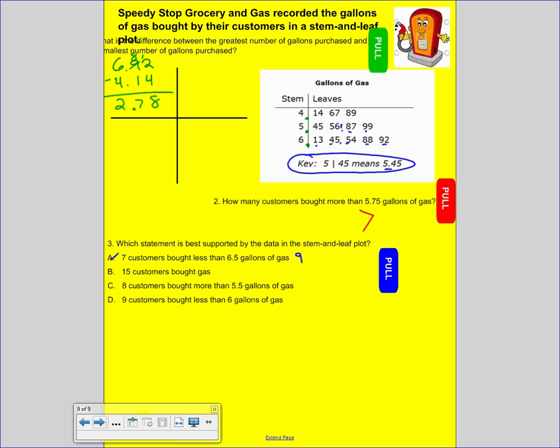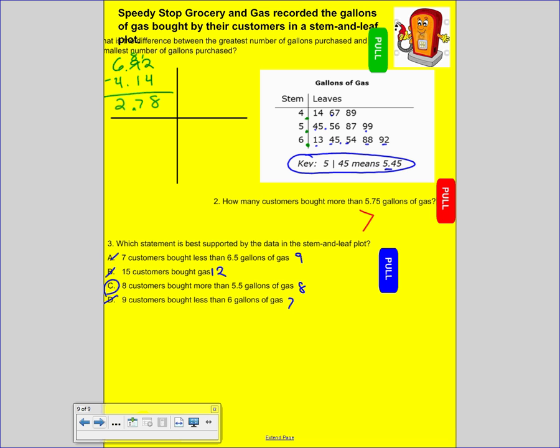15 customers bought gas. 1, 2, 3, 4, 5, 6, 7, 8, 9, 10, 11, 12. Nope. Now it's only 12. 8 customers bought more than 5.5 gallons of gas. So that would be right here. 1, 2, 3, 4, 5, 6, 7, 8. Now looking pretty good. 9 customers bought less than 6 gallons of gas. 1, 2, 3, 4, 5, 6, 7. Not the same, so our answer is C.